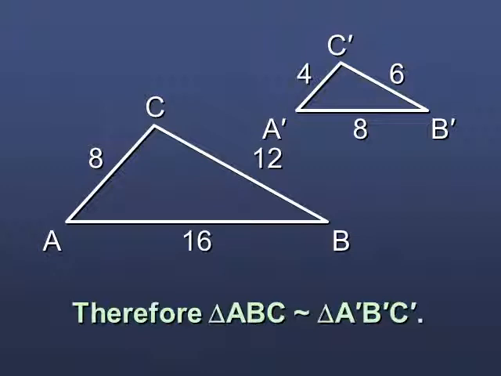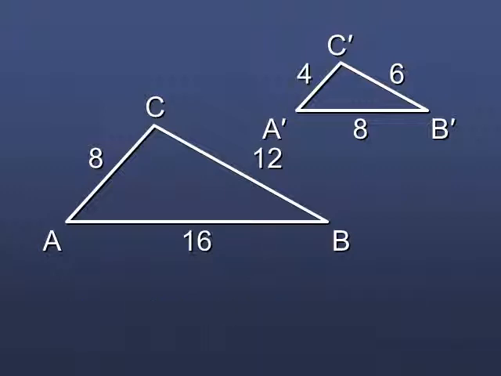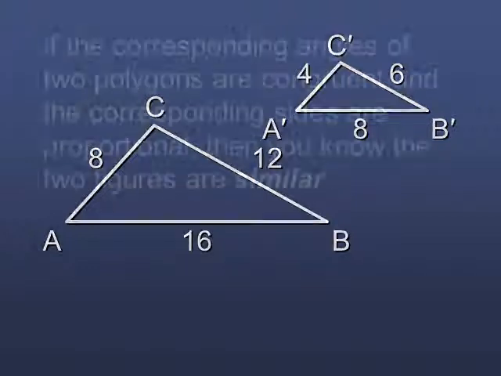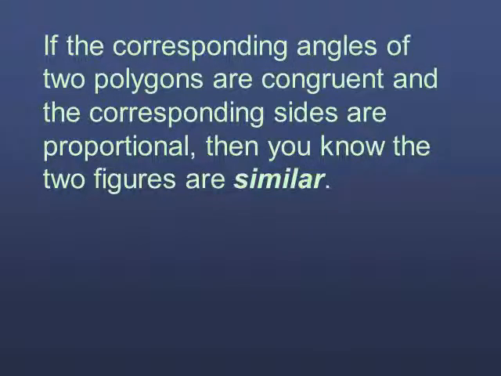So therefore, triangle ABC is similar to triangle A prime, B prime, C prime. And the way that we proved that is by checking all three proportions. You cannot check just two. You have to check all three because your book likes to trick you with just one side. So if the corresponding angles of two polygons are congruent and the corresponding sides are proportional, then you know the two figures are similar. So you can go backwards in our definition and prove similarity.